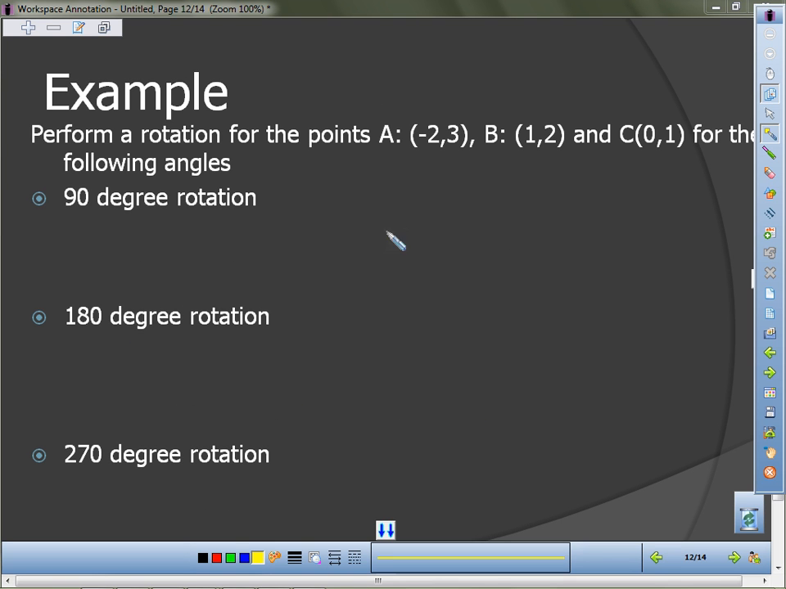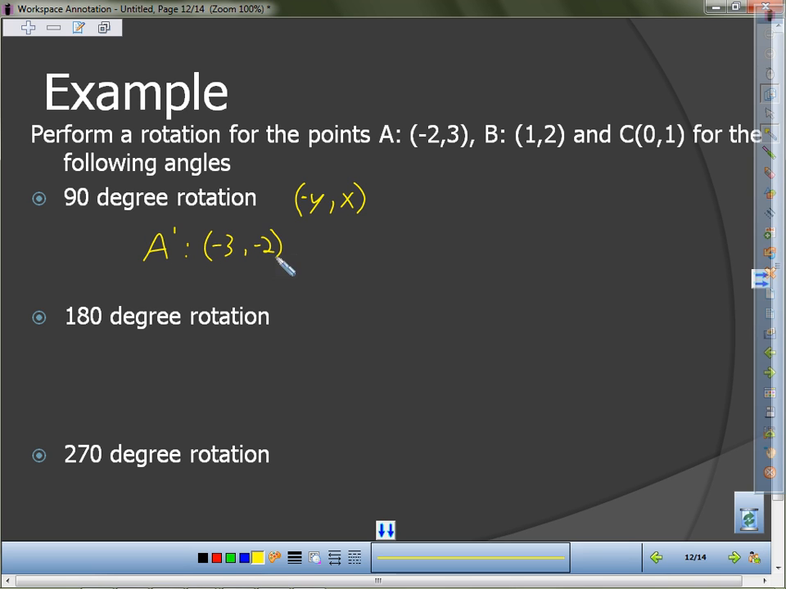For 90 degrees, remember that our coordinates are going to change places, right? So we have y and x, and then one of them is going to become negative. Which one's going to be negative again? The Y. Excellent. All right, so A prime is going to be negative 3, negative 2. B prime is going to be negative 2, 1. C prime is going to be negative 1, 0. Okay. And just like that.